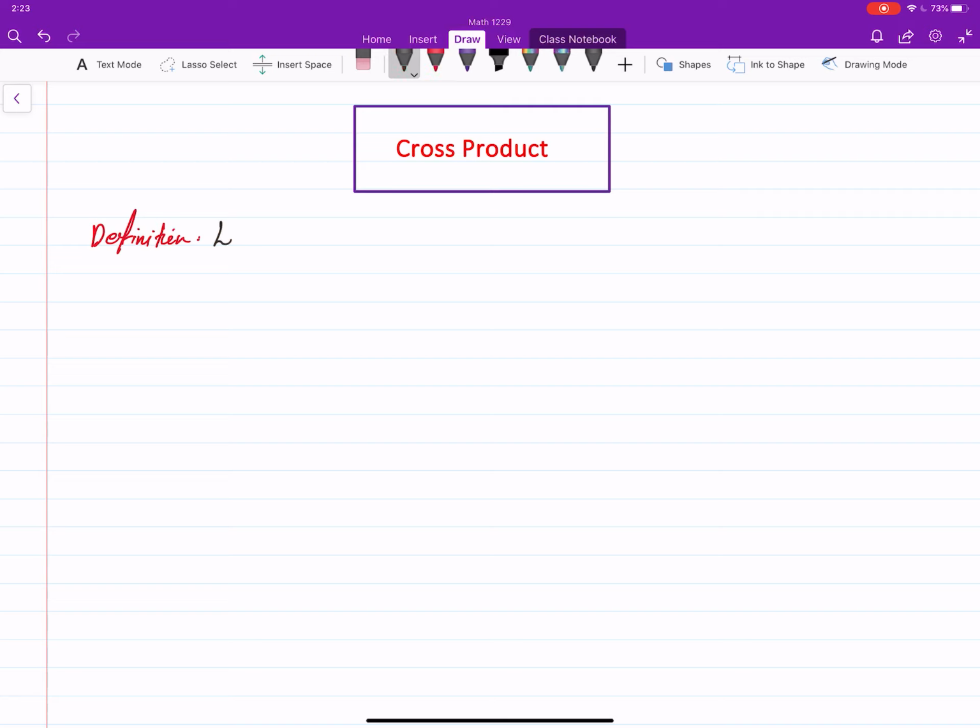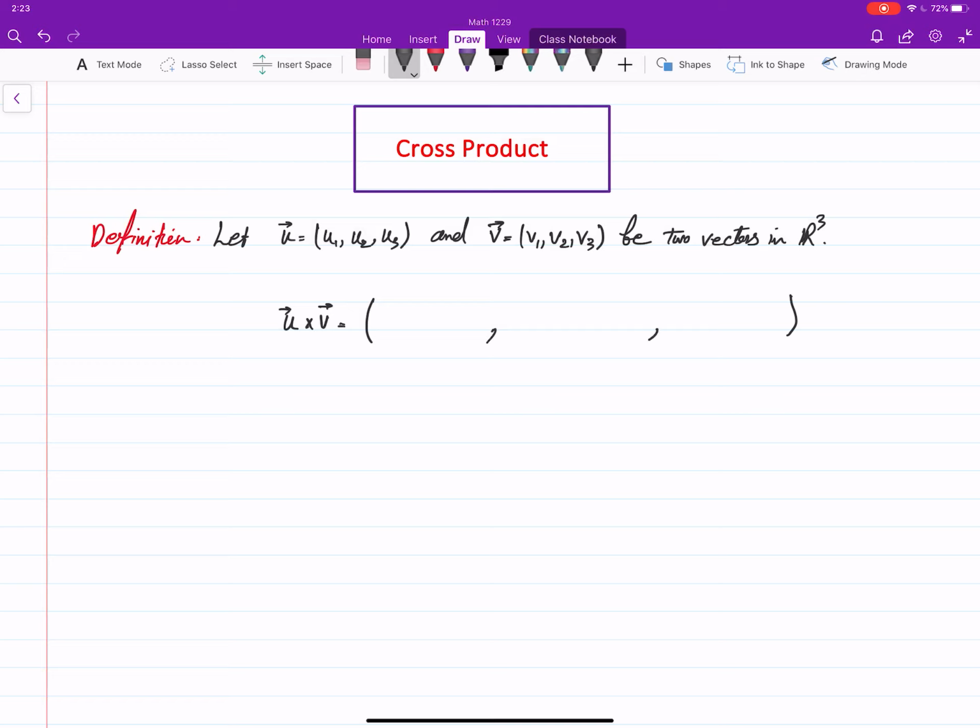So, give me two vectors in R3. So that means we have three components for u and three components for v. We have two vectors in R3. Then u cross v, the cross product of u and v, is a vector in R3. And that vector is given by this.